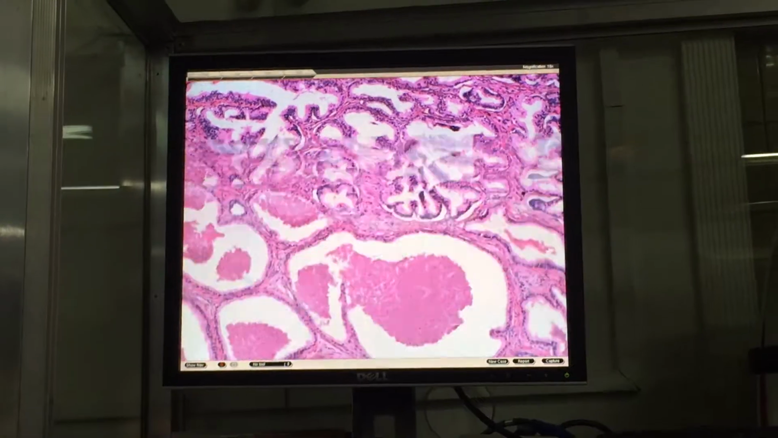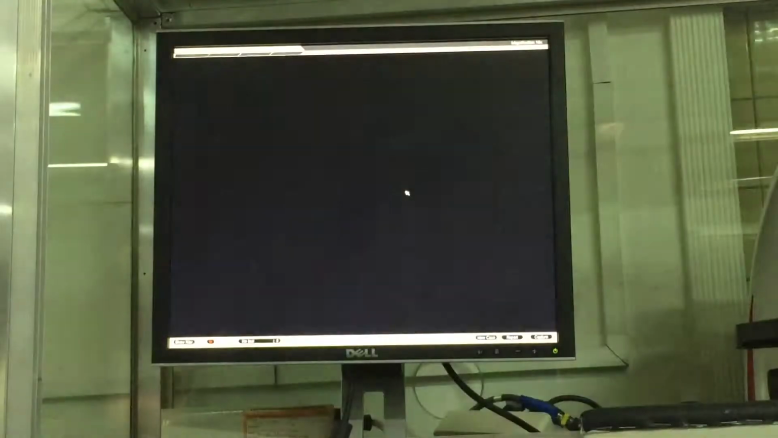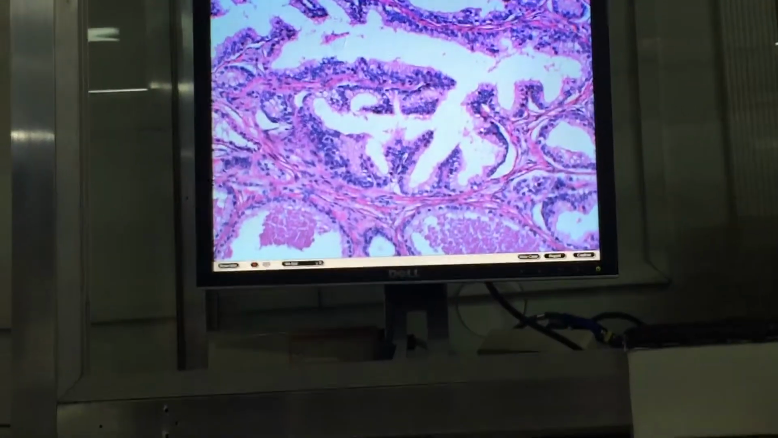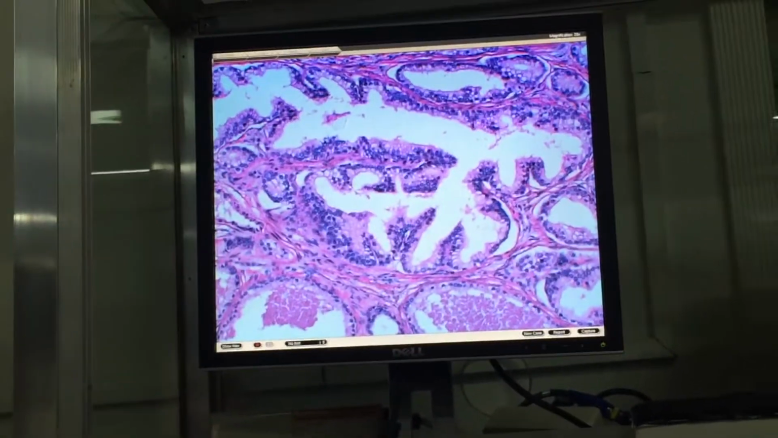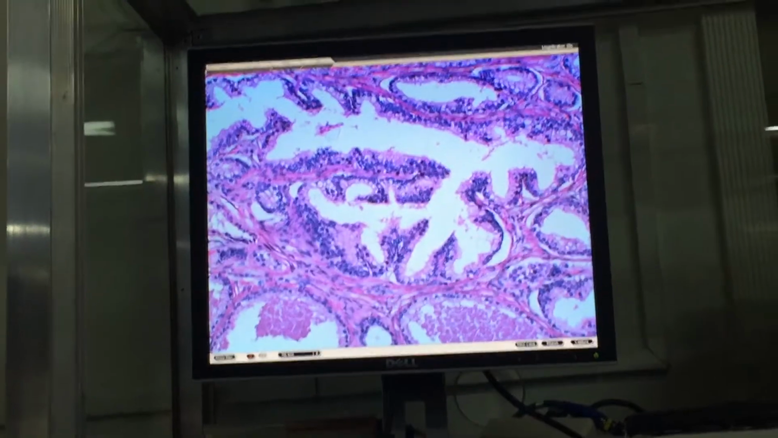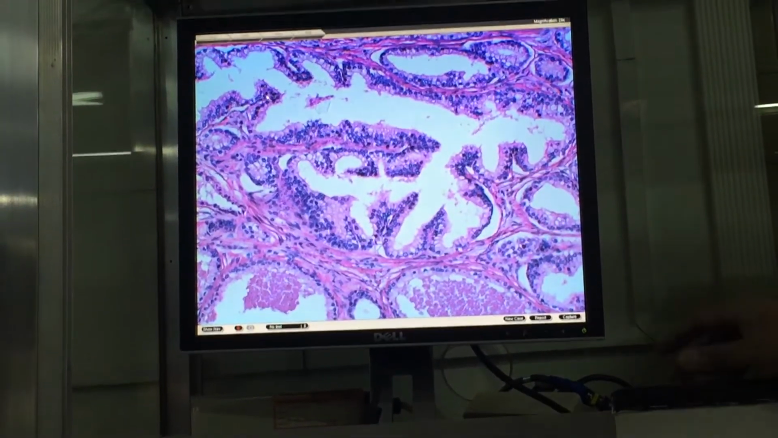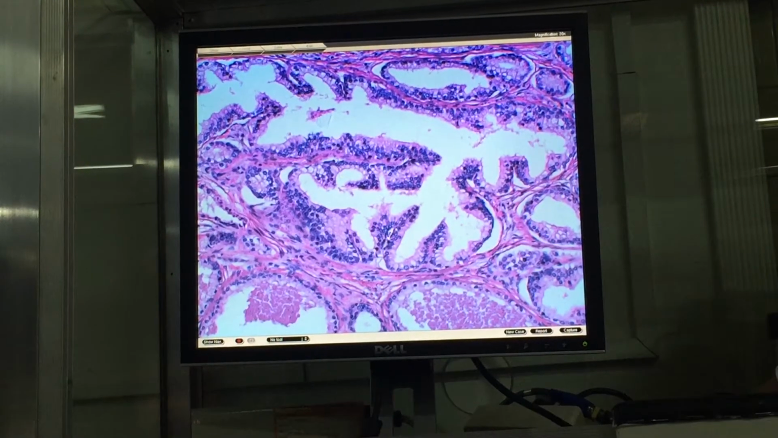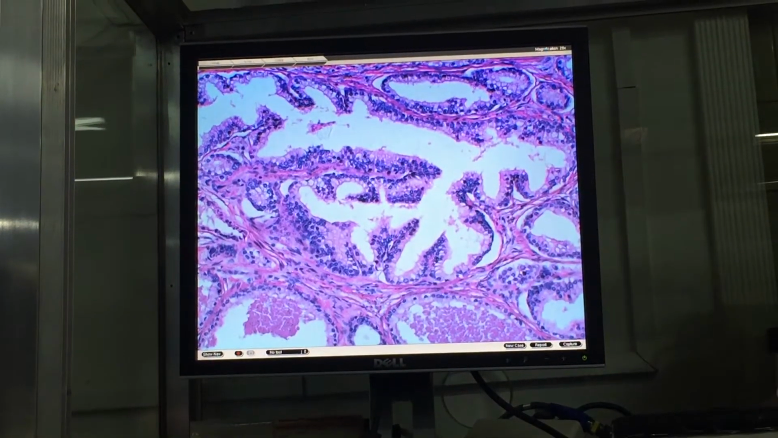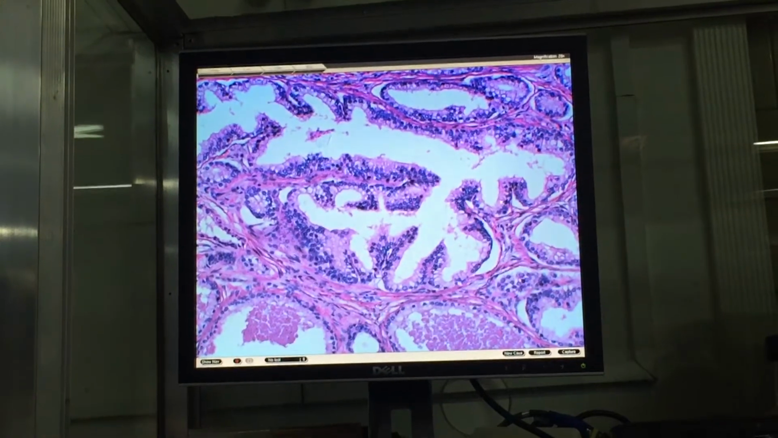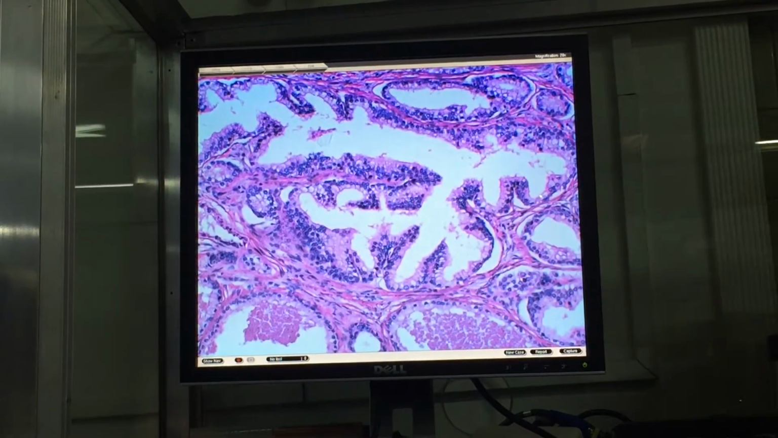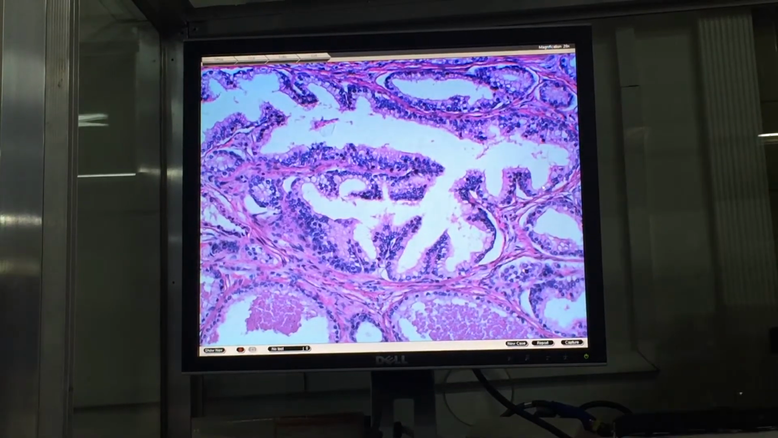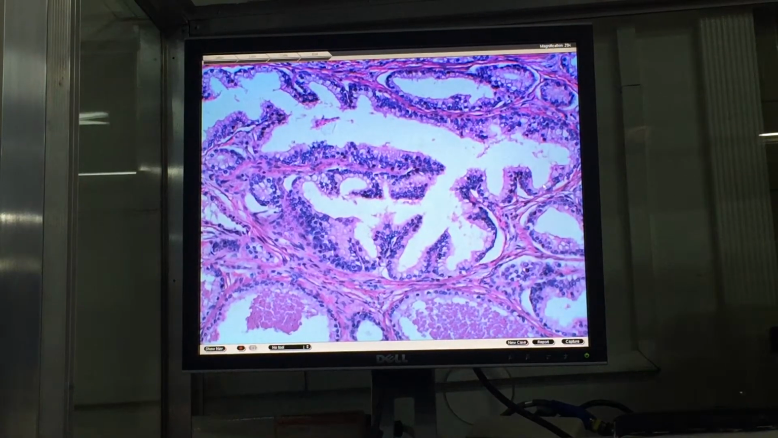So if you look at the hyperplastic glands, you'll see hyperplastic glands like this one. This is one gland. You notice that there's an increase in the number of cells, and because of this, there's papillary hyperplasia, an intraluminal projection of the epithelium. So there's hyperplasia of the glands: increased number of cells, increased number of glands, also increased number of stromal cells.